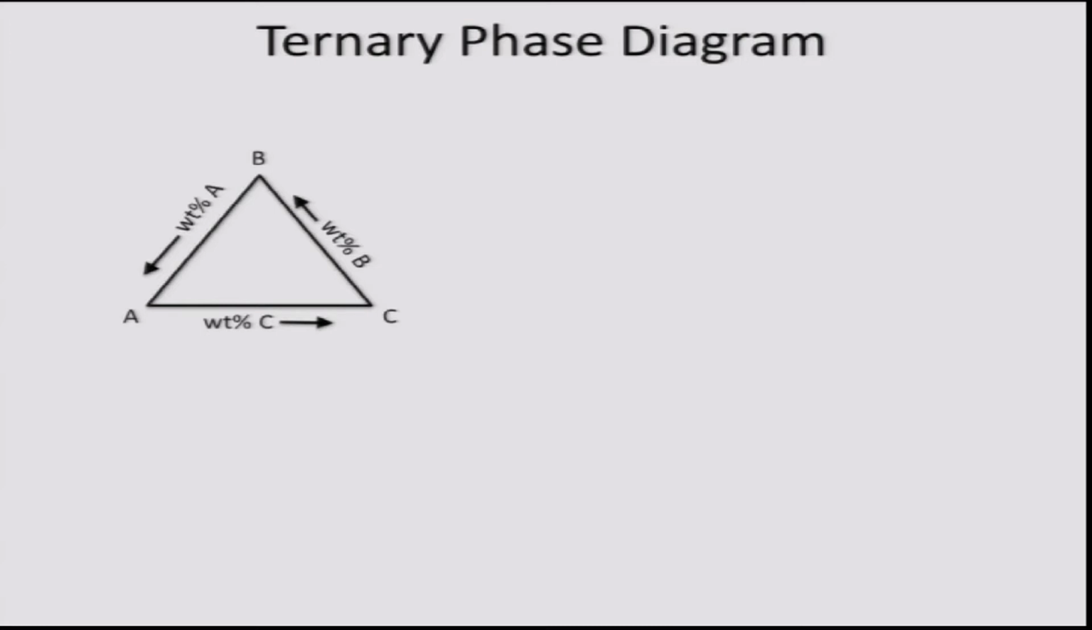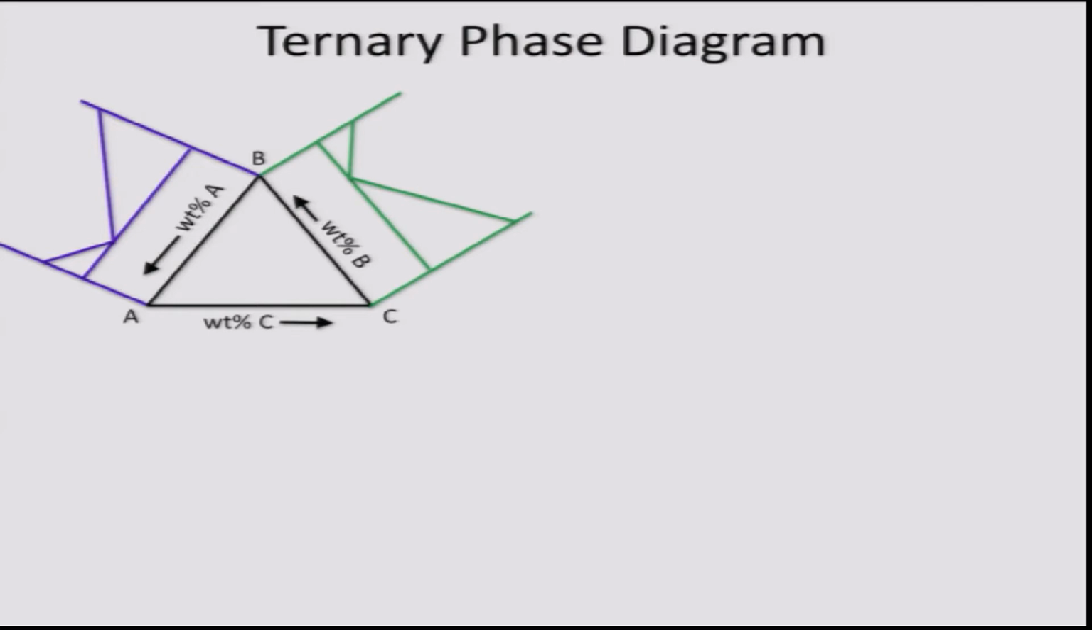Let us assume that all 3 of the binaries are simple eutectic systems, and I have shown these simple eutectics on the sides. This is the eutectic system AB, this one is eutectic system BC, and this is the eutectic system AC. If I make these binary phase diagrams stand vertically on the respective edges and extend various phase fields into the ternary compositions, it will form a ternary phase diagram.